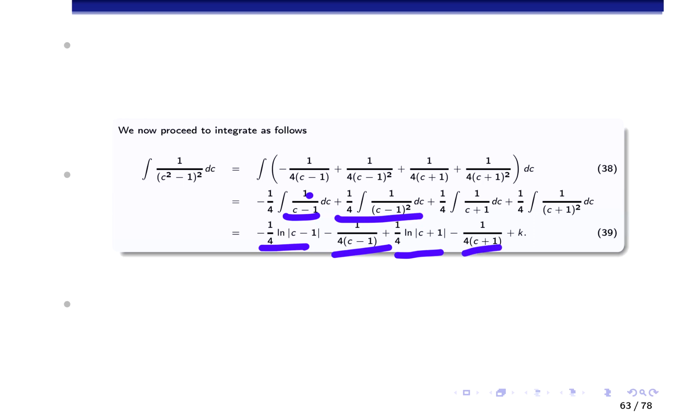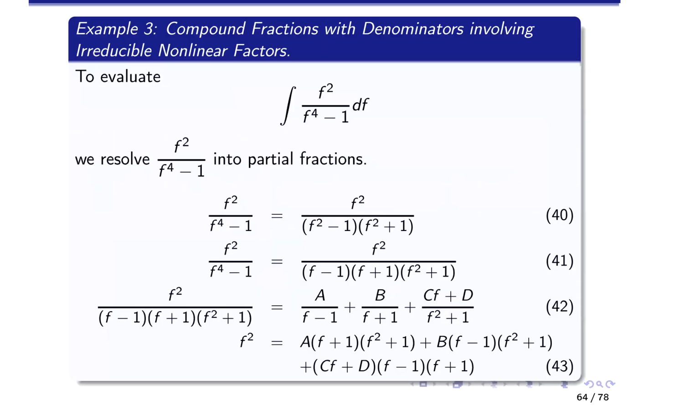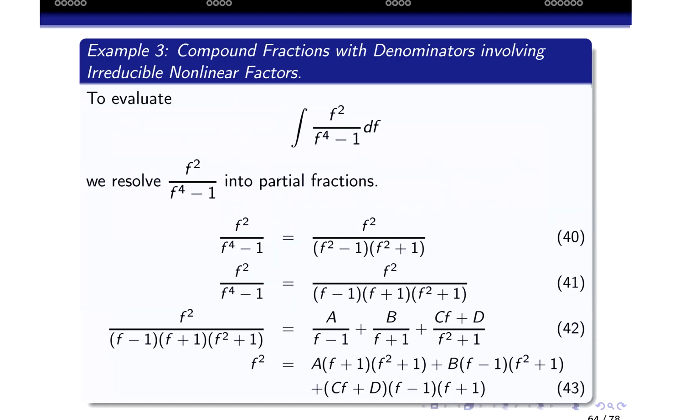Okay. So that's the second situation, when you have repeated linear factors. It's also possible to have compound fractions with denominators involving irreducible non-linear factors. Something is linear if the highest power it has is 1. If you have ax plus b, that is linear. But if you have ax squared plus bx plus c equals 0, this is quadratic because the power is 2.